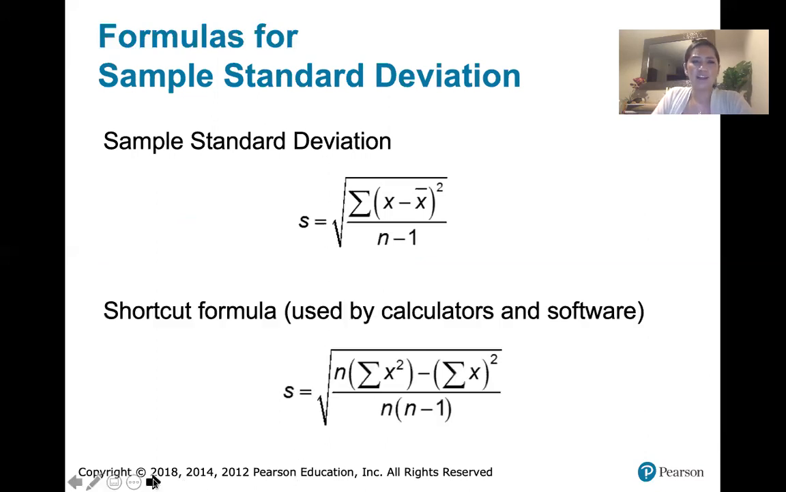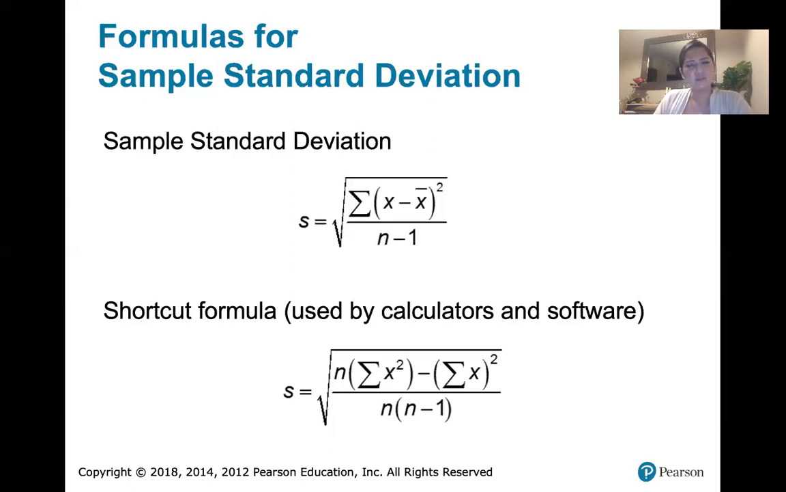Now, in practice, that's actually pretty difficult to calculate. So we're going to use this formula instead. This formula is also used by calculators and software. It looks more complicated, but it's actually much easier to use than that first formula. There's a lot more work that goes into that first formula, as we'll see when we do an example. Now, for the most part, when we find sample standard deviation, we're not going to use either of these formulas. We're going to use software. We're going to use something like Excel or a calculator to calculate the sample standard deviation.